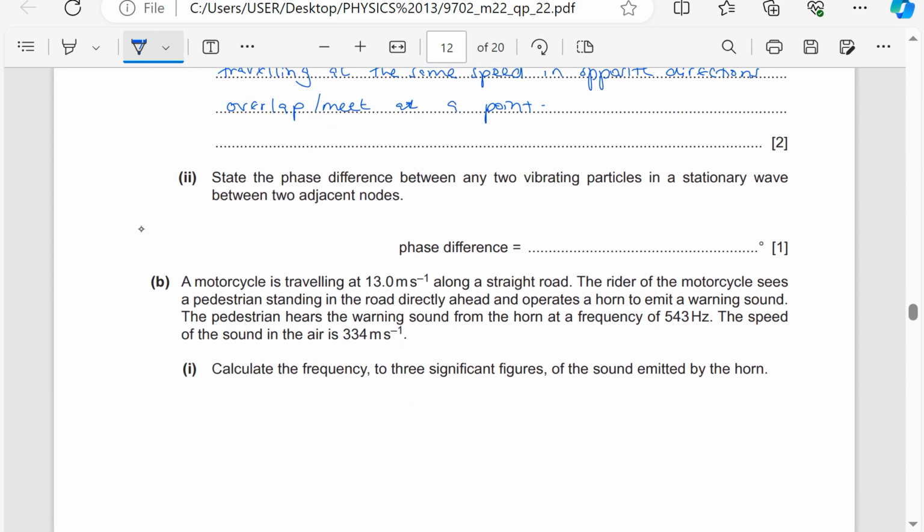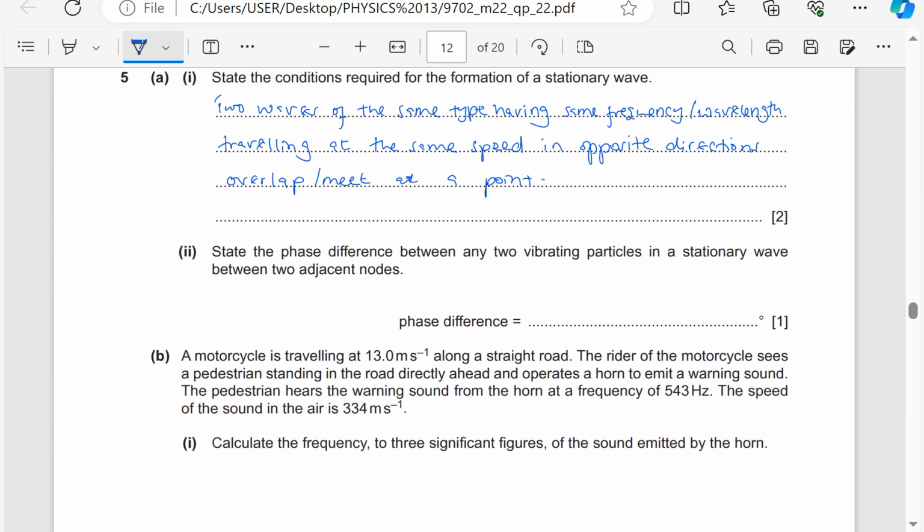State the phase difference between two vibrating particles in a stationary wave between two adjacent nodes. So of course, if this is a node and this is a node, particles between two adjacent nodes always vibrate in phase, but they will vibrate out of phase with the particles in the next segment. So all particles here vibrate in phase with each other. So between two nodes, the phase difference is zero.